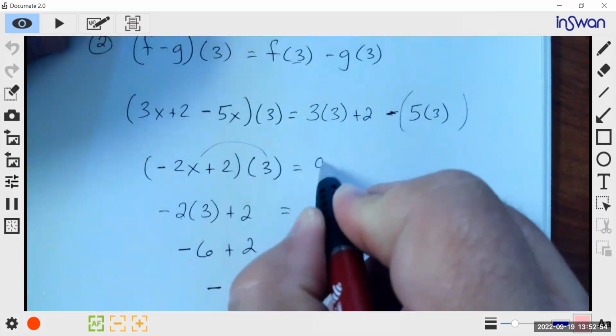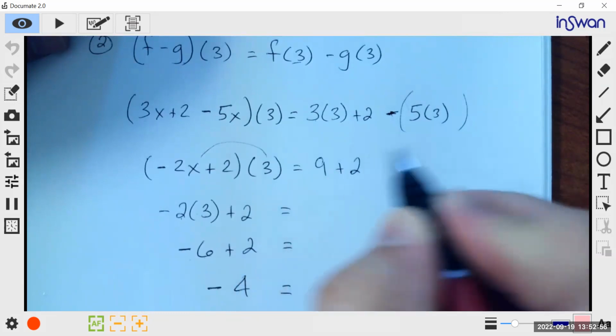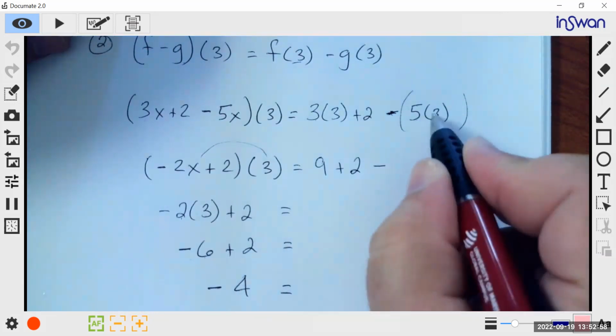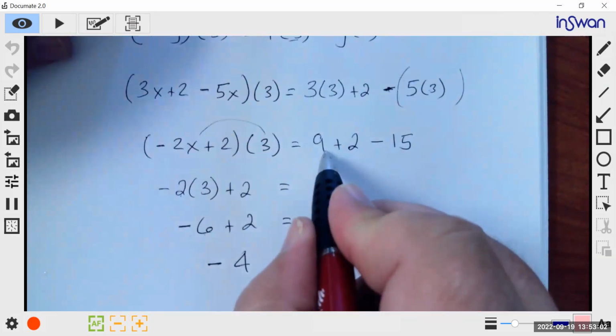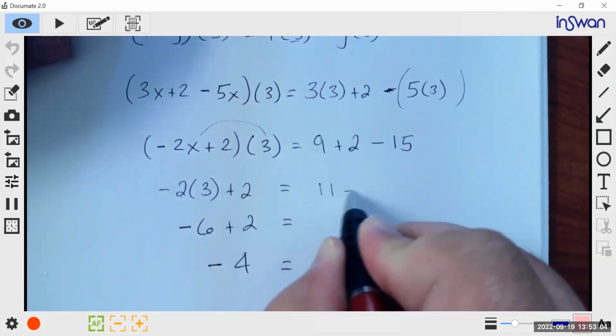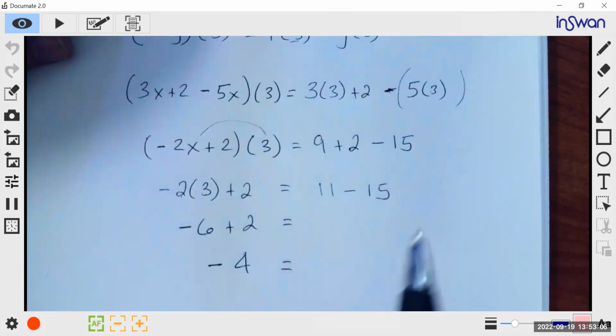3 times 3 is 9 plus 2. 5 times 3 is 15. 9 plus 2 is 11. 11 minus 15. 15 is bigger, so it's negative. 15 minus 11 is 4.